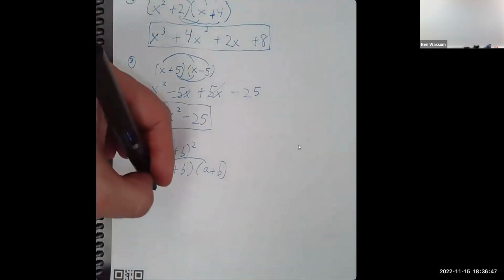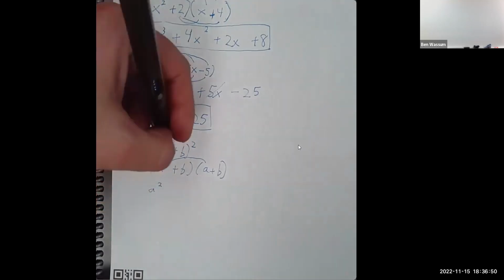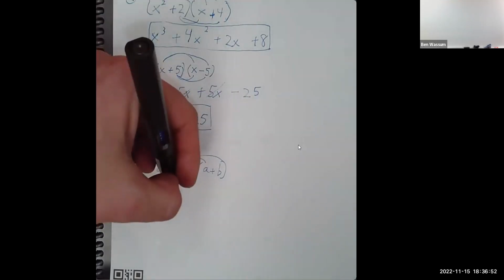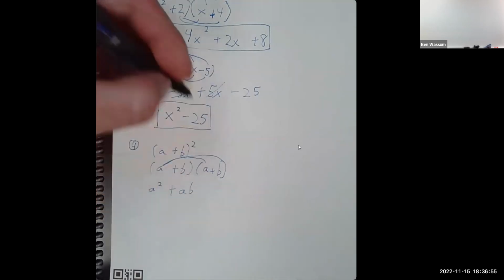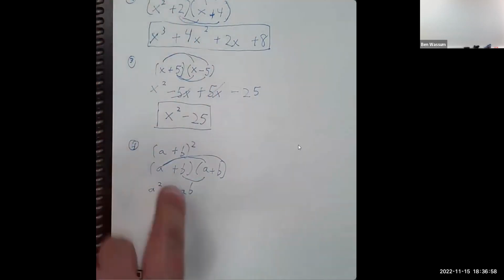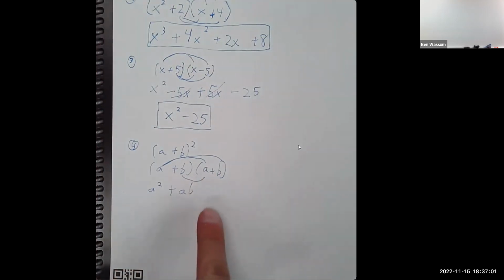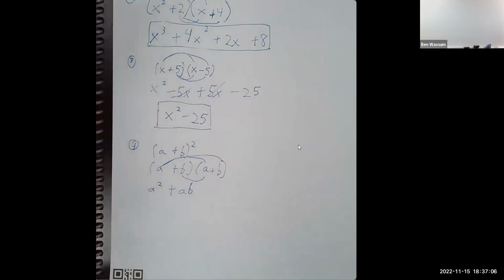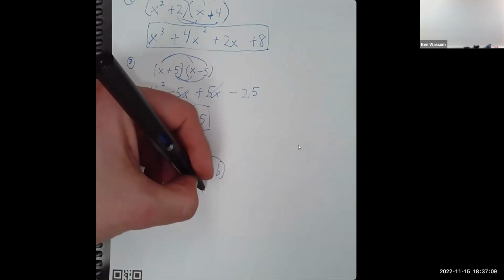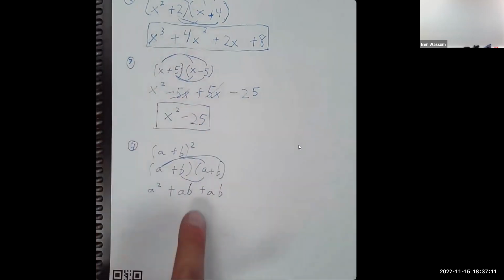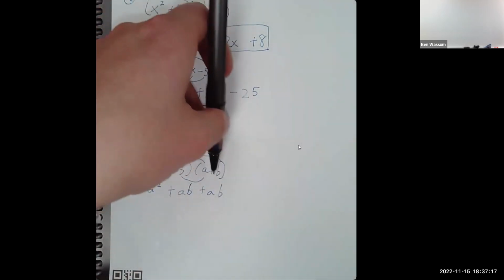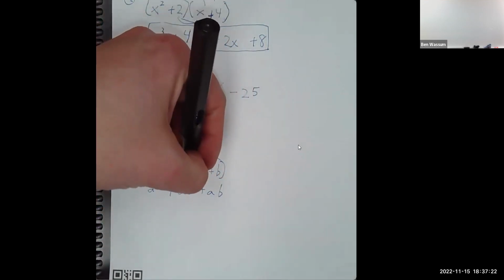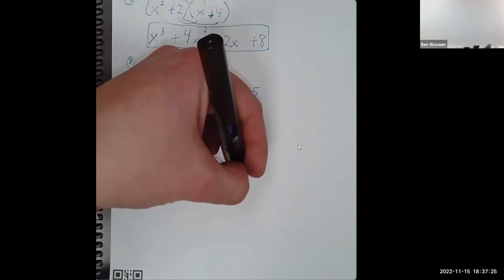A times A, we have a squared, then the outer, a times b, we get plus ab, then the inner, b times a. Now you might be tempted to write that as ba. There's nothing wrong with that. It is still true, but I'm going to write it as ab in alphabetical order so I can more closely tell that I'm going to have like terms. If I had written ba, they would still be like terms, but you might not see it right away. And then the last, b times b, b squared.